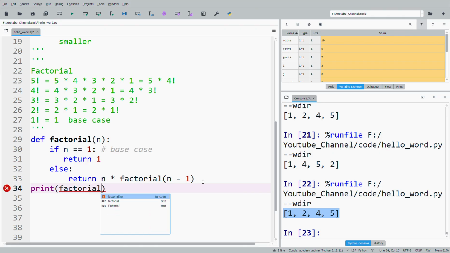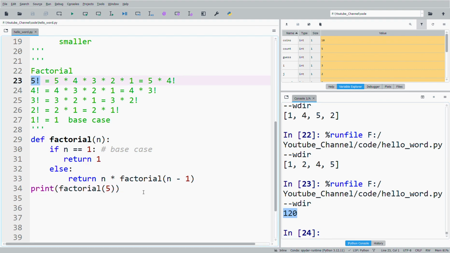Factorial of 5. So run the program. So 5 factorial equals 120. They get the base case and give back the result to their colleague, and then we get the final result, 5 factorial. Thank you.